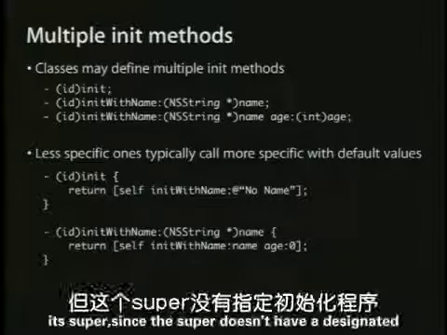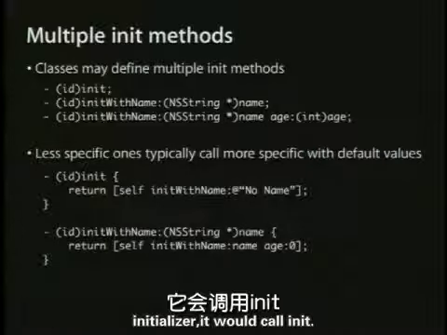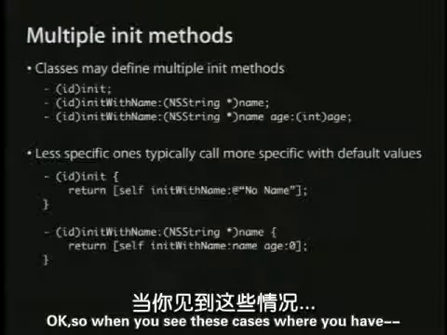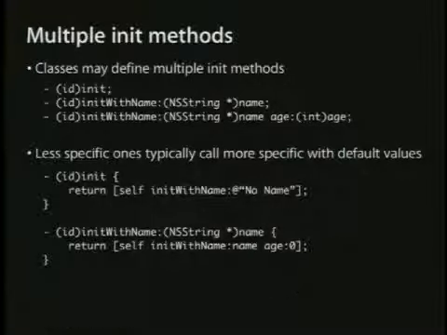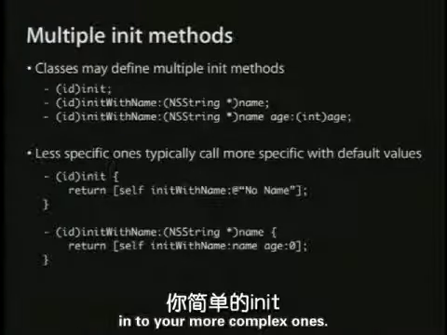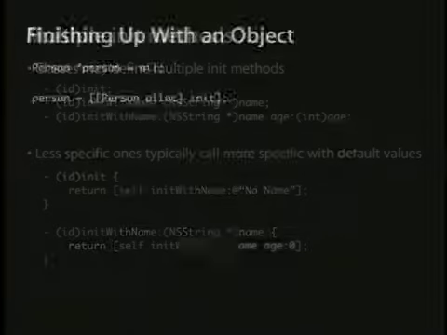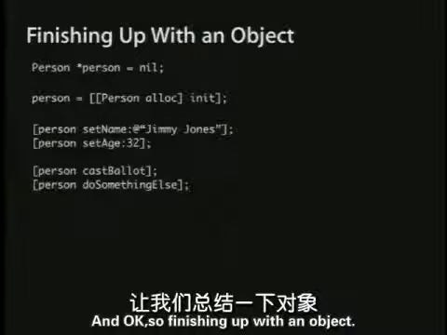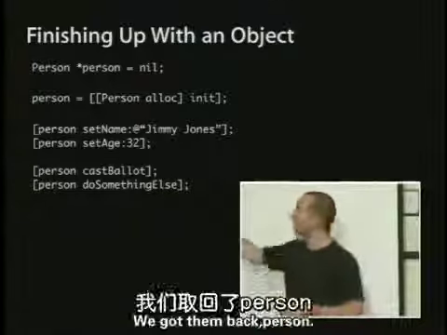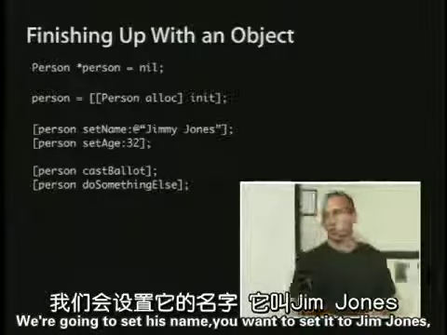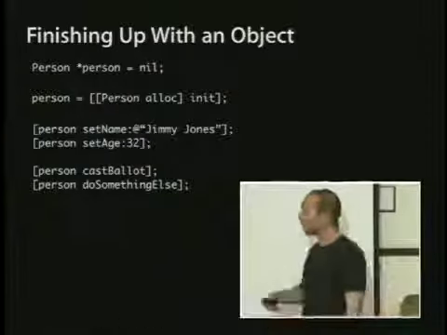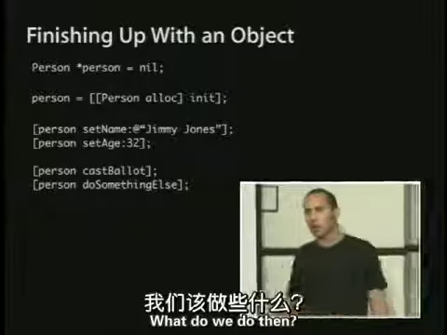So what we have is something called a designated initializer, which is the init with name and age. And generally, when a subclass wants to override the full behavior of its superclass, it would override the designated initializer. And then this guy, init with name, could go in and it could set the name and it can set the age. And when it calls its super, since the super doesn't have a designated initializer, it would call init. Does that make sense? Okay. So when you're creating a class that has multiple init methods, you want to make sure that your simpler ones call into your more complex ones.